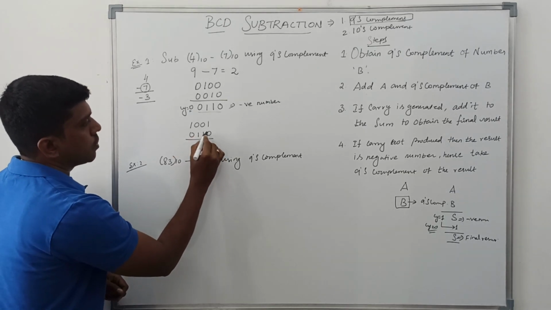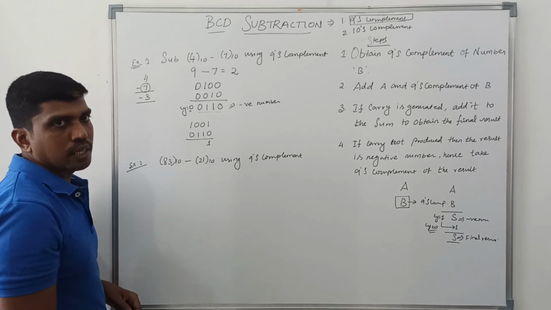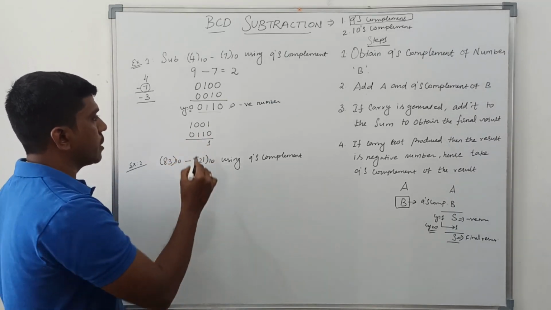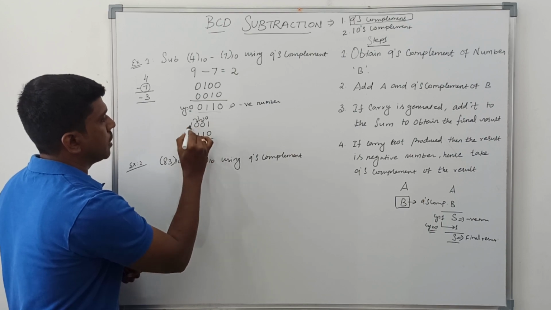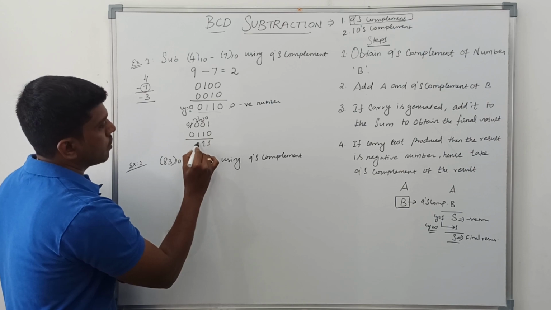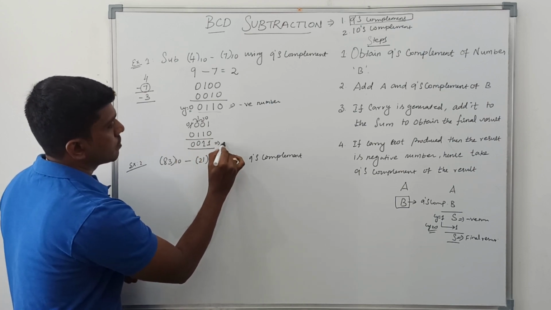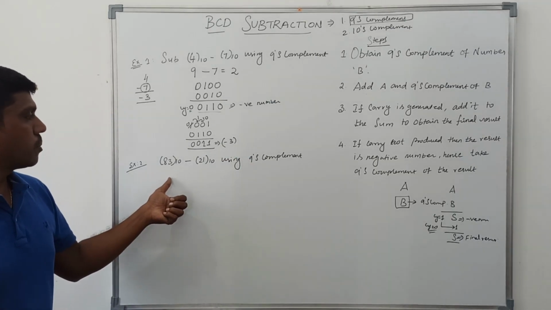Just subtract these two numbers. 1 minus 0 is 1. 0 minus 1, there is no possibility, so you get a borrow from the nearest bit. So this value 1 becomes 10. 10 minus 1 is 1. Then 1 minus 1 is 0, then 0. So that is the result. Then come to the second problem.